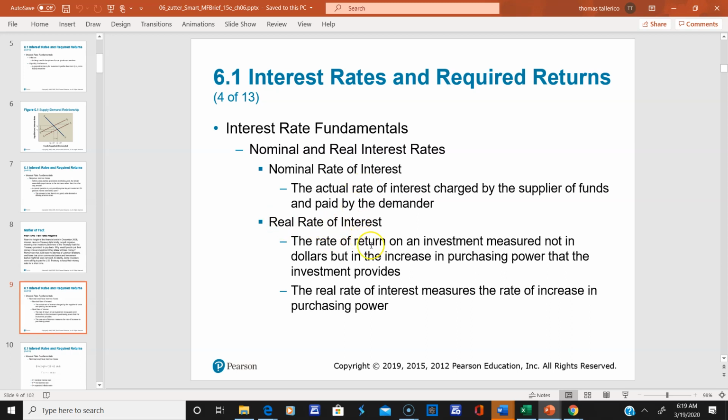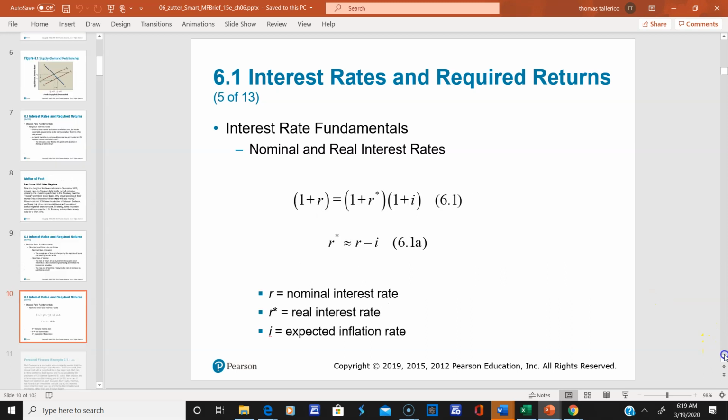All right, so the real rate of interest is the rate of return on an investment measured not in dollars, but in the increase in purchasing power that the investment provides. An increase in purchasing power means: is it beating inflation? So the real rate of interest is basically measuring the rate of increase in purchasing power. That's an important thing to know, and we'll get into that more in the chapter.